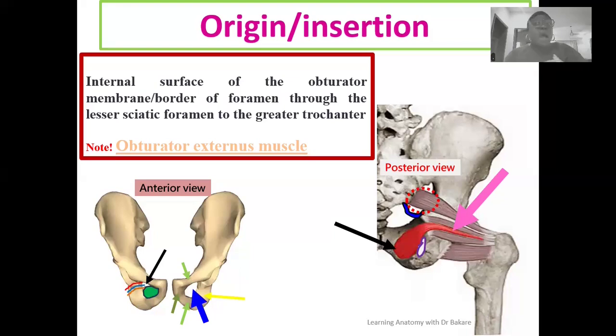But going back to our obturator internus muscle. After the origin at this point, you see that the fibers are collected together and are directed through the lesser sciatic foramen. Then we have the lesser sciatic foramen here, highlighted in dotted yellow.